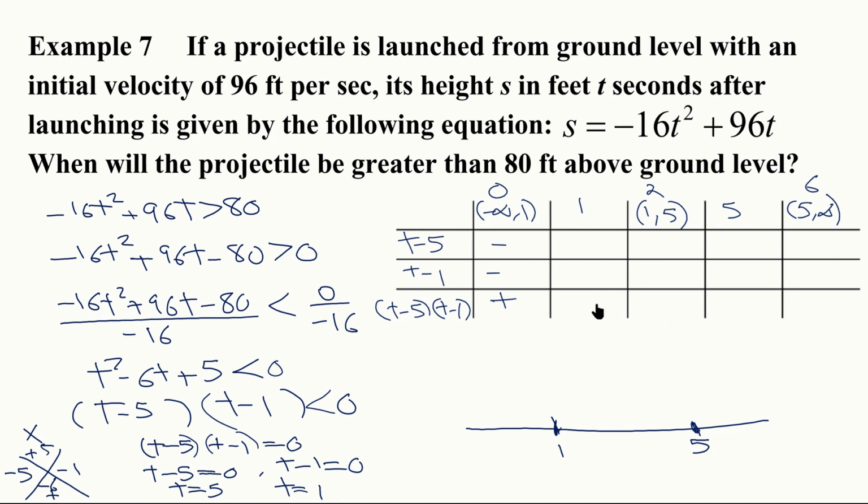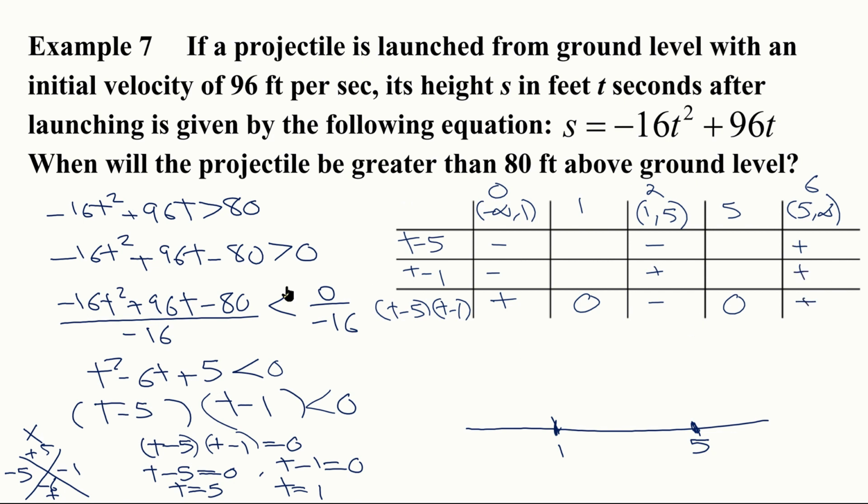At 1 and 5, we know the product is 0. And between 1 and 5, we're using 2. So 2 minus 5 is negative 3, so that's negative. 2 minus 1, that's positive 1, so it's positive. Negative times positive will give you negative. Now, in this region, we're using 6 as a test point. 6 minus 5, that's 1, so it's positive. 6 minus 1 is 5, that's positive, so the product is positive.